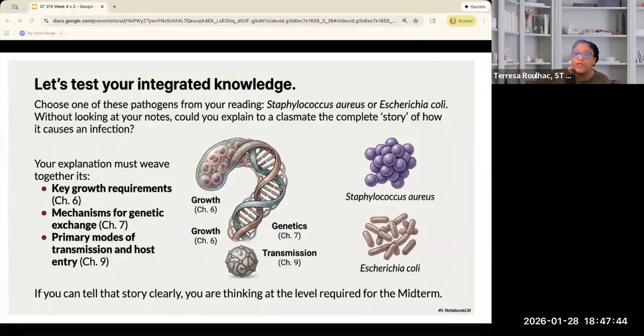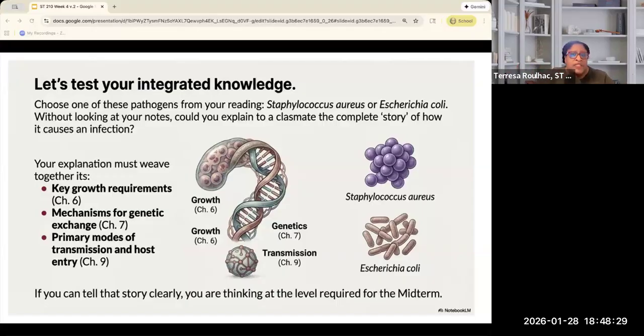Now, I know it's a lot of chapters, but remember, put them in a story format. In your head, I want you to start the story with where the organism lives comfortably, then move to the growth. As you're thinking, notice what you're naturally connecting: how it grows, how it changes genetically, how it moves from environment to host. This is everything we've gone through so far. This is how we start that integration.